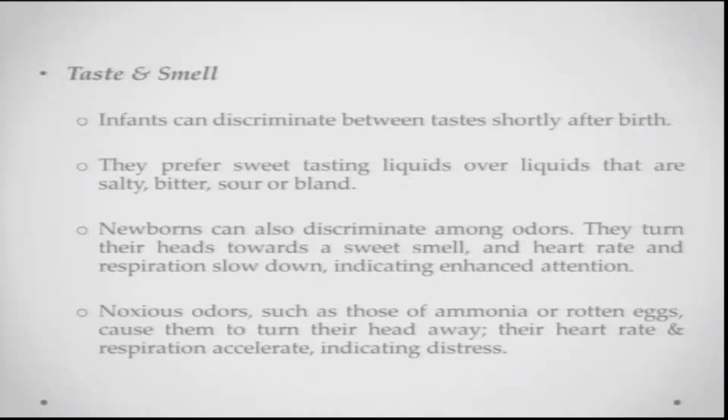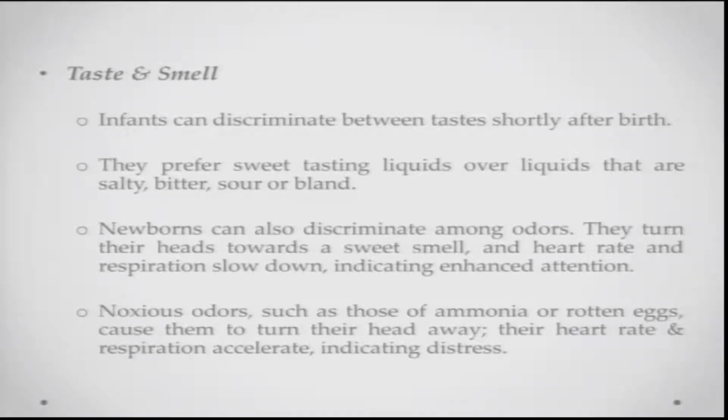Let us move to something else. Let us talk about taste and smell. Infants can discriminate tastes very shortly after birth. They prefer sweet tasting liquids over liquids that are salty, bitter, sour or bland. Newborns can also distinguish between odors. They turn their heads towards sweet smells, and their heart rate and respiration slow down, indicating enhanced attention to these sweet odors that they are more tuned to.